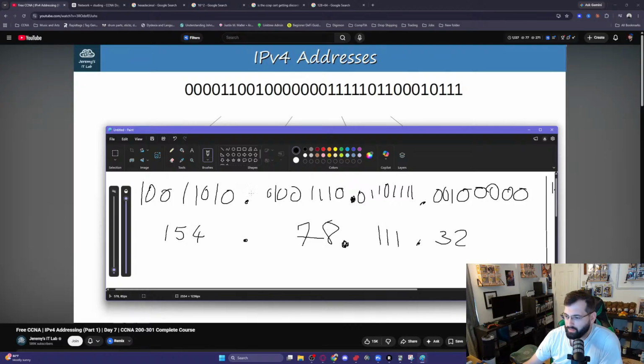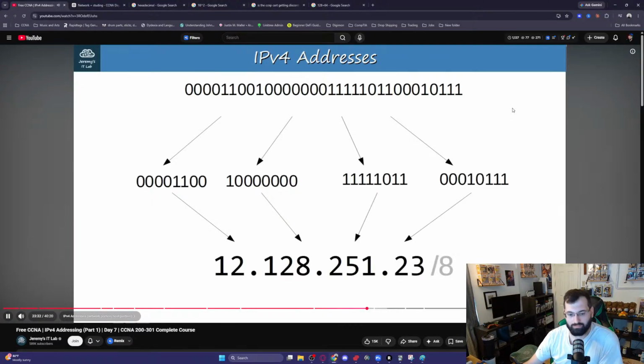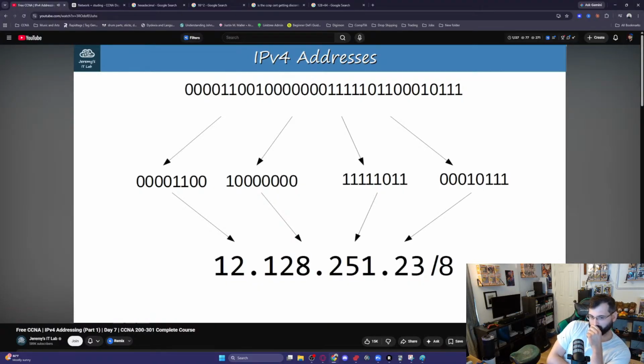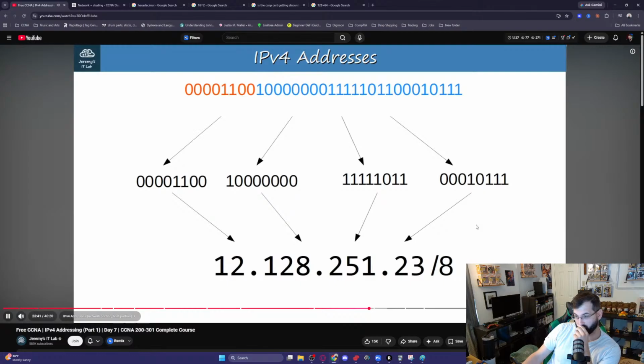But I added a decimal. This time it's /8. So which part of the address is the network portion, and which is the host portion? Since the first 8 bits are the network portion, that means that the first octet is the network portion, and the last 3 octets are the host portion. So, 12 is the network.